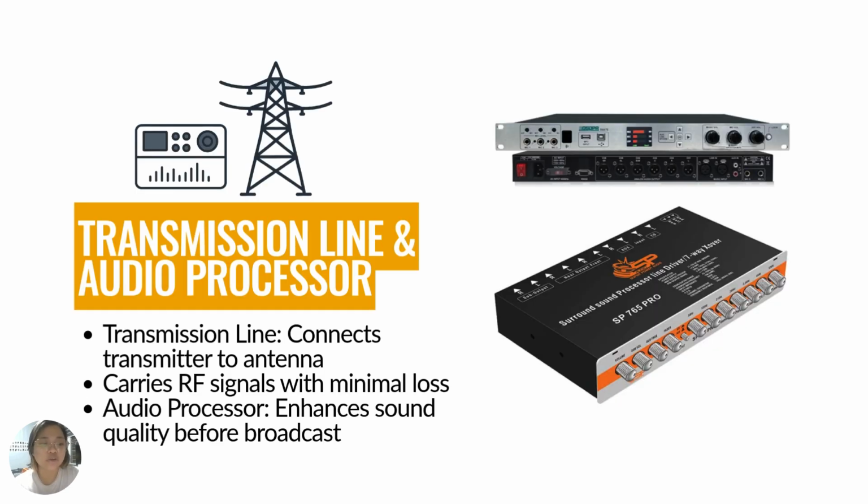Next are the transmission line or feed line and the audio processor or modulator. So first, the transmission line or feed line. This connects the transmitter to the antenna and carries the RF or the radio frequency signals with minimal loss, while the audio processor or modulator controls and improves the sound quality or video quality before it's transmitted.